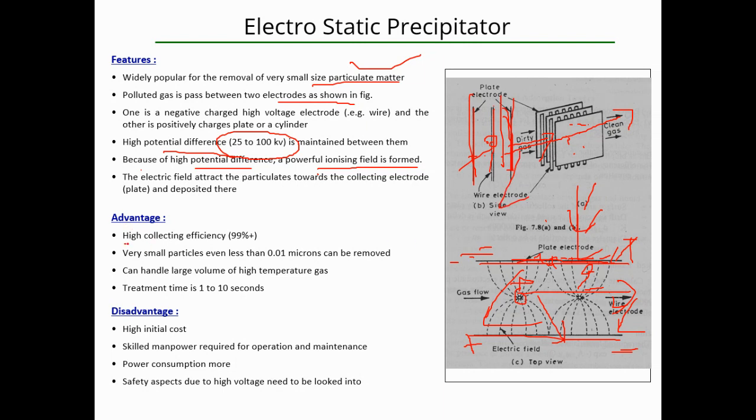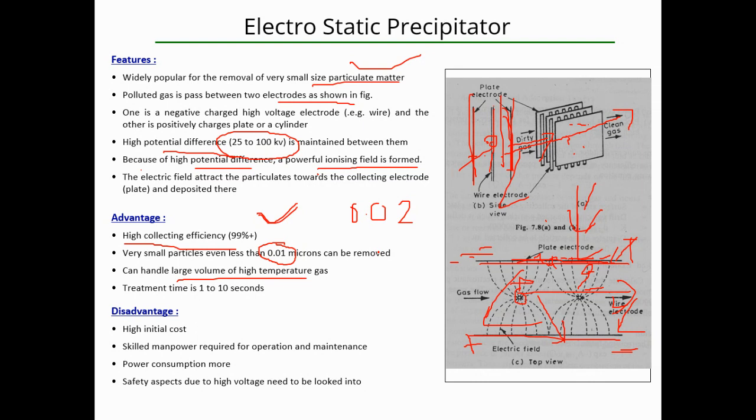What are the advantages? Higher collecting efficiency, up to 99%. Very small particles, 0.01 micron, are also removed. In a bag filter the smallest size is 0.02. So this electrostatic precipitator has higher efficiency than the bag filter, and can handle large volumes and high temperature. In the case of a bag filter, you cannot handle high temperature beyond a limit, so you just install the electrostatic precipitator.